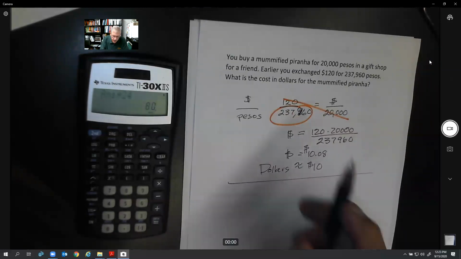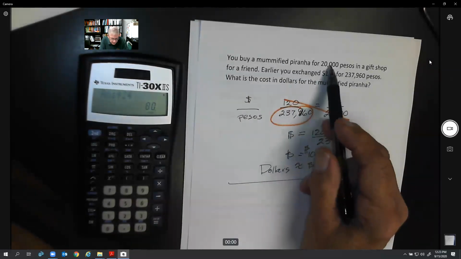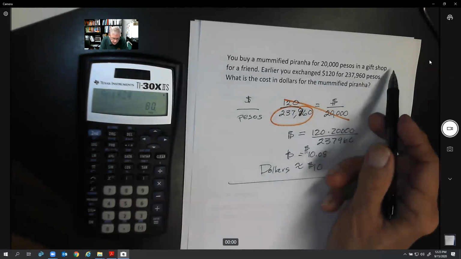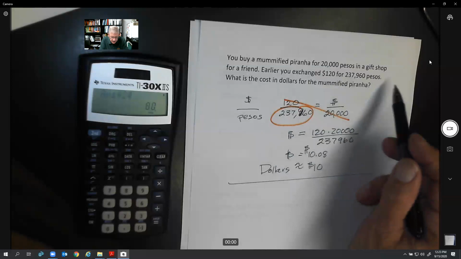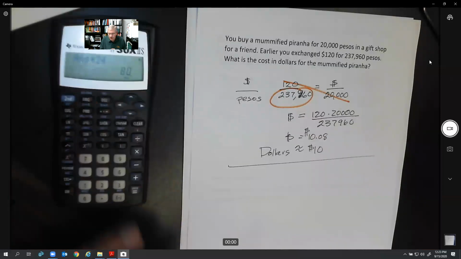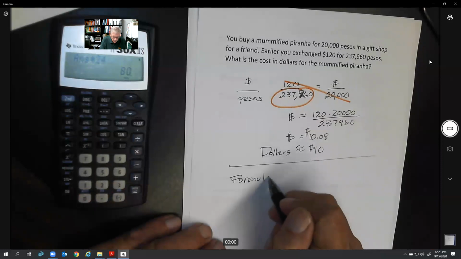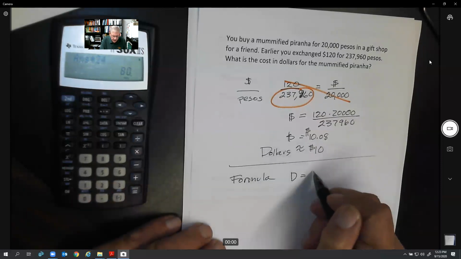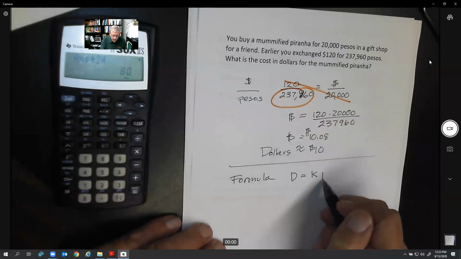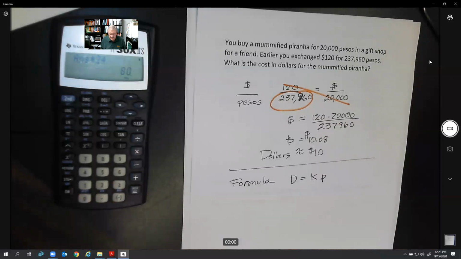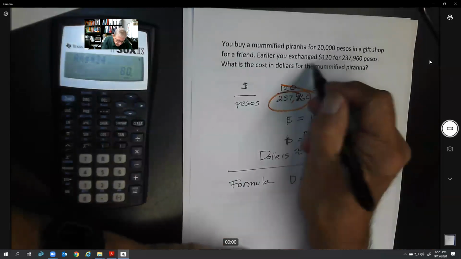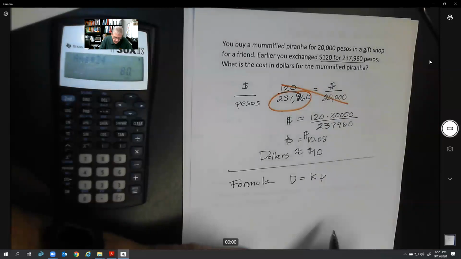You bought a piranha head and a mummified piranha for 20,000 pesos in a gift shop. Earlier, you exchanged it for $120 and so on. Okay, first of all, we got to start out with a formula. So dollars is equal to some constant times the number of pesos. We have a kind of a constant that we're using. We didn't use it in this, but we're going to set up this problem the same way. And then from this, we had some numbers that we could substitute in to find that constant.